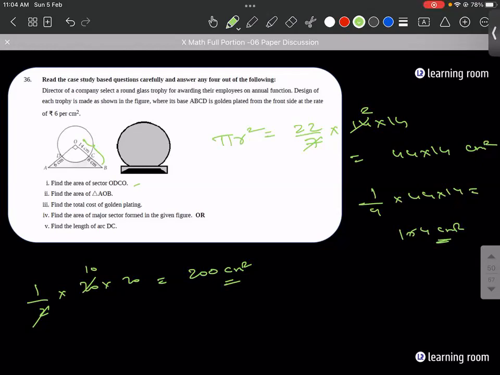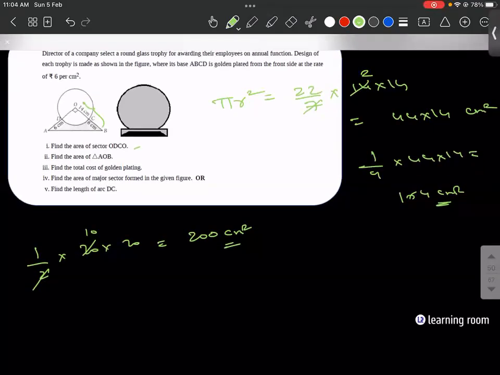276 is correct. How did you approach? So the area to be plated is the area of the triangle minus the area of the sector. The area of the triangle is 200, the area of the sector is 154, so 46. So 46 into 6 is going to give me 276. Correct?